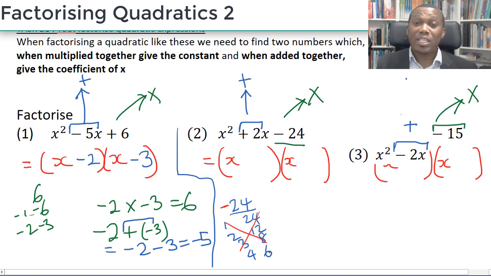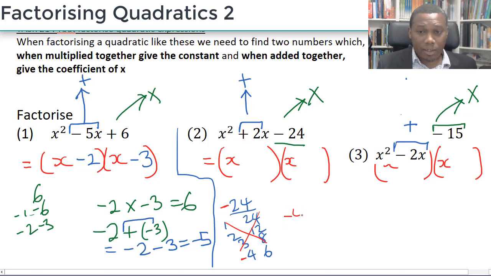That means the 6 needs to be the bigger number. The bigger number needs to be positive. What am I saying? The bigger number needs to be positive if you want a positive number at the end of the addition. So it's going to be minus 4 times 6. And I can check minus 4.